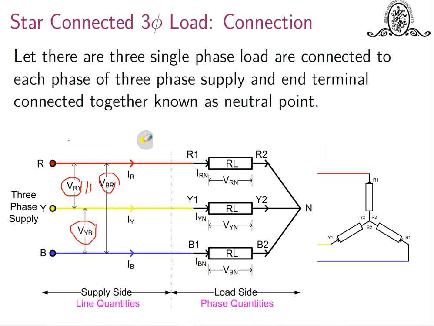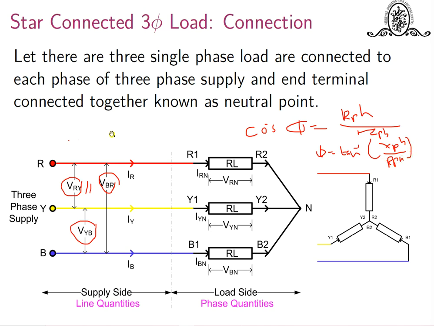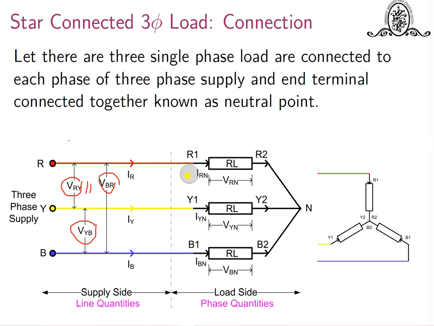What is another way to calculate phi? Phi can be calculated as cos phi equal to the resistance per phase upon ZPH, or phi can be calculated as tan inverse of XPH upon RPH. We have studied this in the first unit. By this way we can calculate the value of phi. So here the load type is RL. Now let us draw the phasor diagram for this.